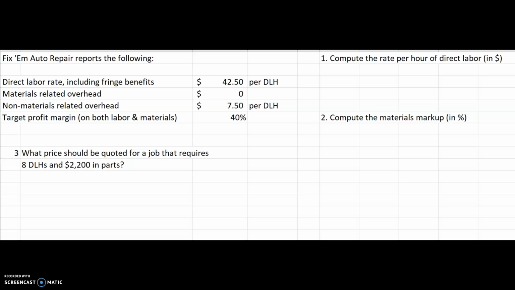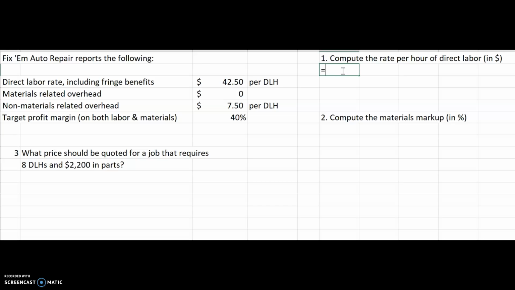Let's take a look at an example of time and materials pricing, right? Because with what we charge for our workers or laborers' time, we also need to get overhead covered and make a profit. And then for our materials, we need to get our materials related overhead covered and also make a profit there as well. So the first step is calculating the rate per hour of direct labor.